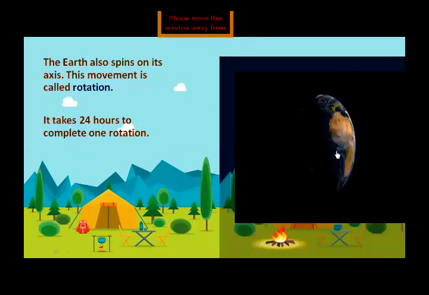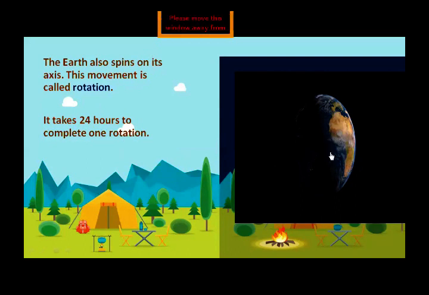Okay, and the Earth also spins. The Earth also spins on its axis. This movement is called rotation. Okay, beta, the Earth spins on its axis, this movement is called rotation, and rotation takes 24 hours. Very good. It takes 24 hours to complete one rotation.